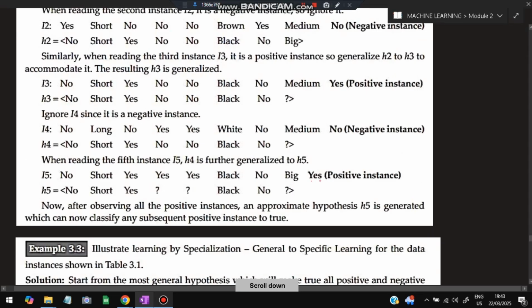Then the third one, which is yes. Here again the same thing we will compare. These values will be compared with the iteration value, the previous hypothesis with the iteration value.